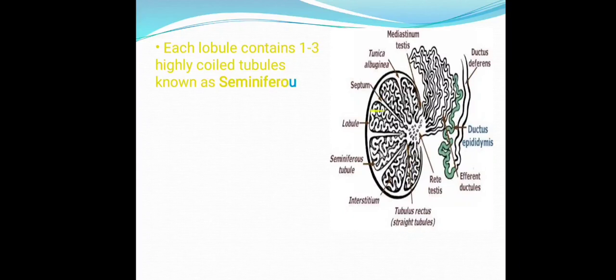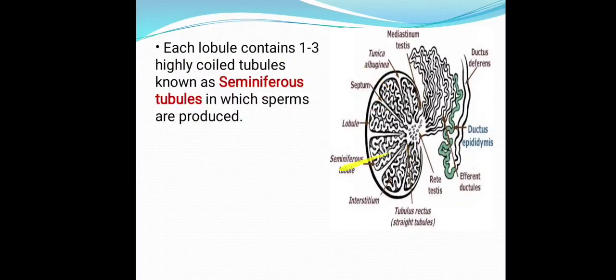Each lobule, you can see here. If I talk about one lobule, each lobule consists of 1 to 3 highly coiled tubules known as seminiferous tubules. Inside the lobule, you can see the coiled structures. These coiled structures are called the seminiferous tubules, in which sperms are produced.